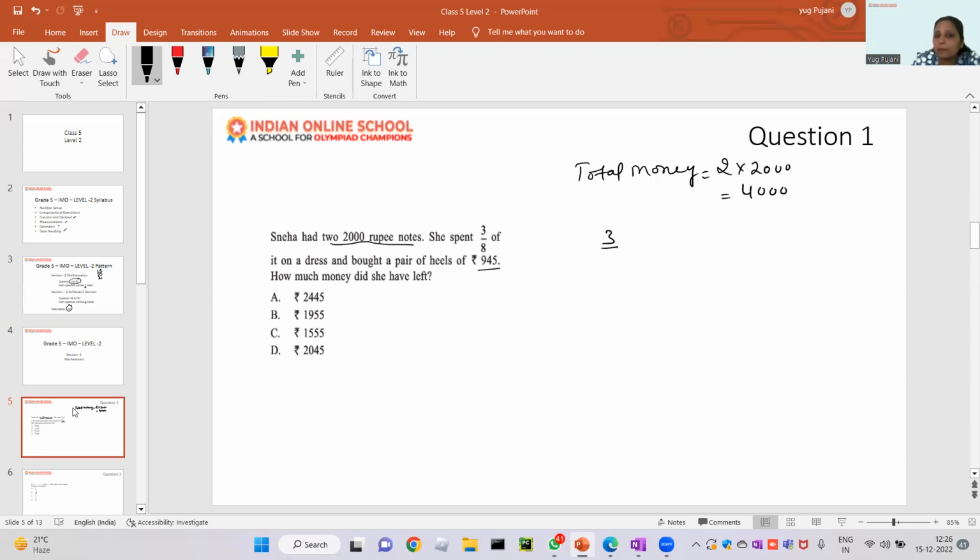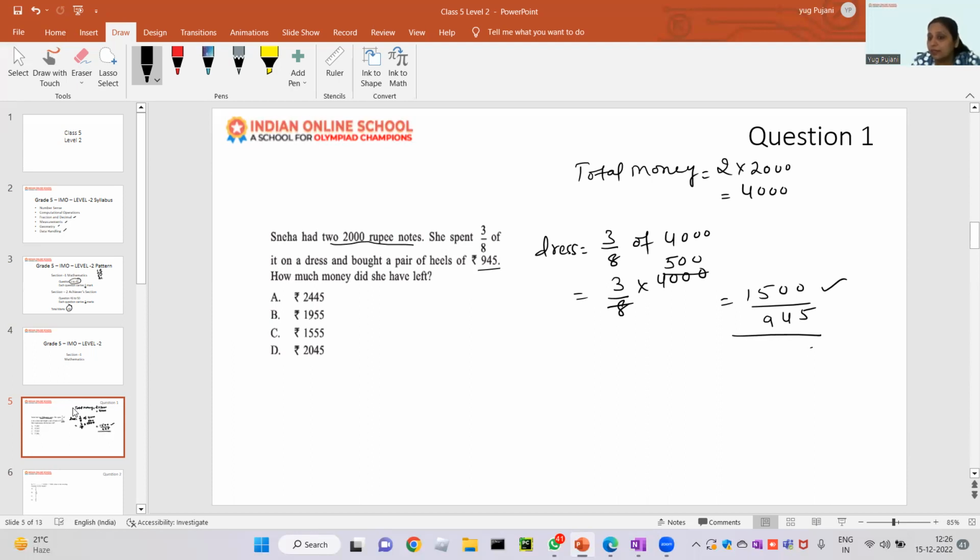And she spent 3/8 of 4,000 on a dress. So that's the dress cost. 3/8 of 4,000 means 3/8 multiplied with 4,000. I will divide, that's 500. So the total will be 1,500. She spent 1,500 rupees on a dress and 945 rupees on a pair of heels. So how much did she spend? If you add that, 5, 4, 4, 2, 2,445 she has spent. Okay, so how much is she left with now?